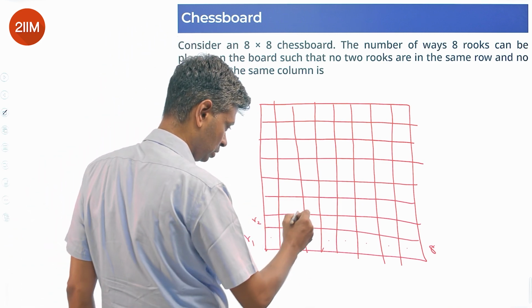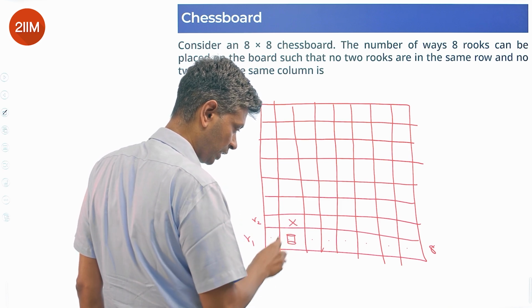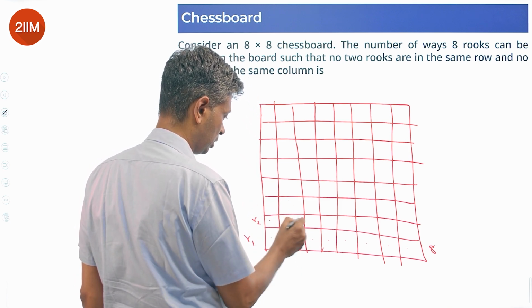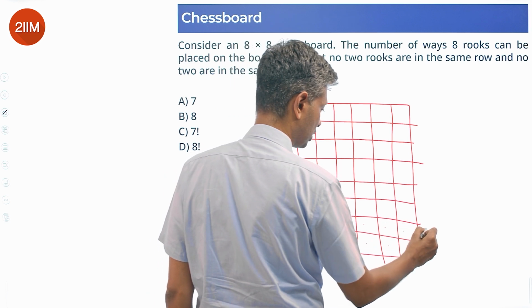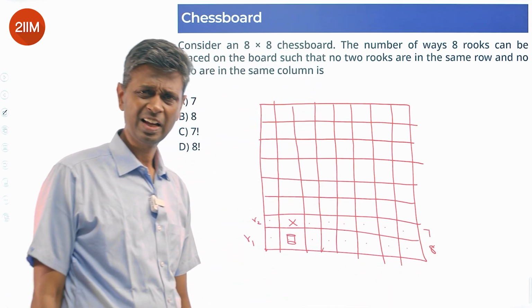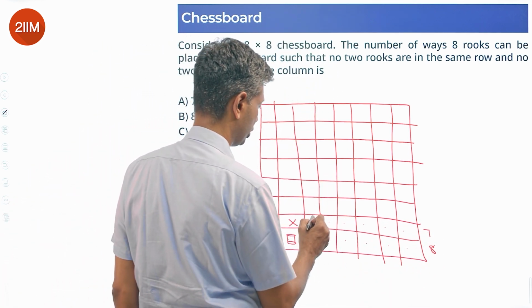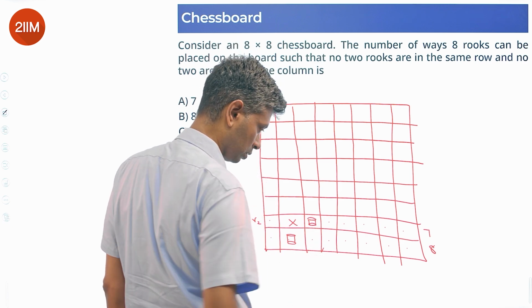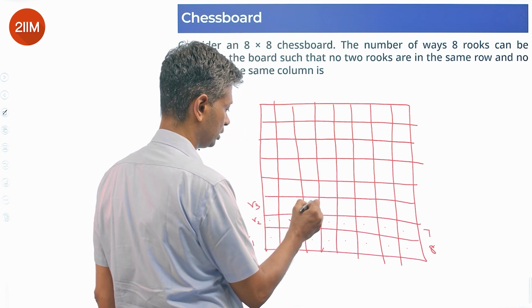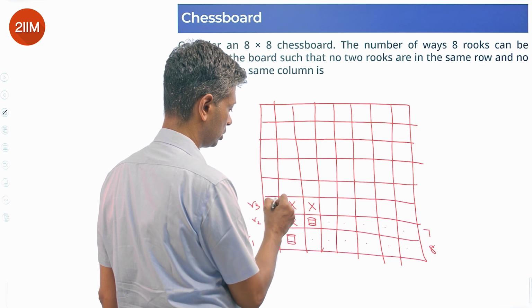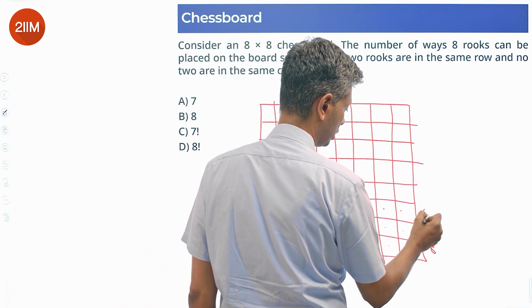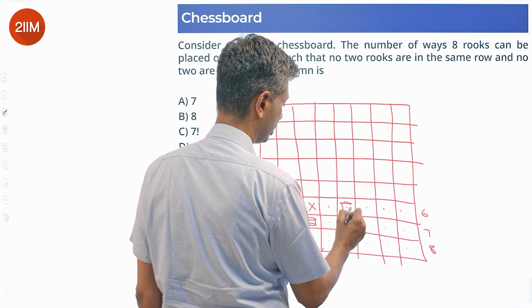Look at R2. This is out. I cannot place a rook here. But 1, 2, 3, 4, 5, 6, 7 options are available. Hypothetically, let me say I'm putting the rook here. Then move to R3. This is out. This is out. 6 options are there. Let me say I'm putting it here.